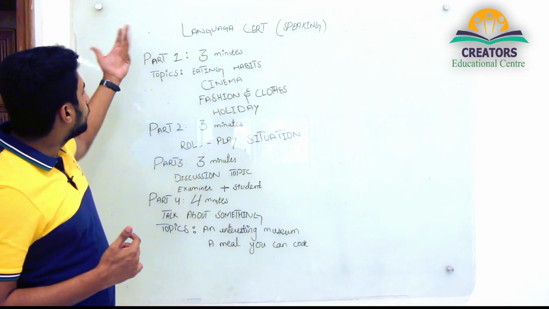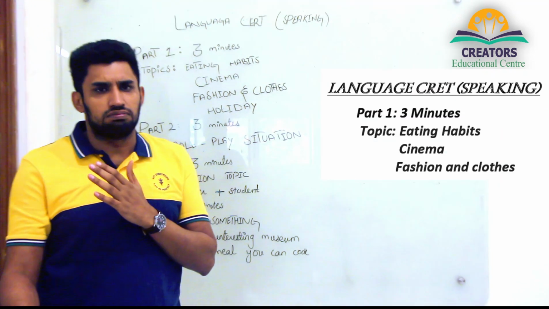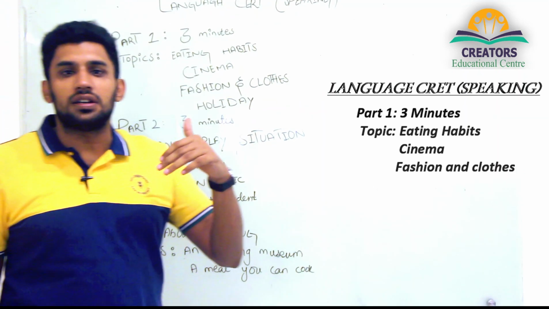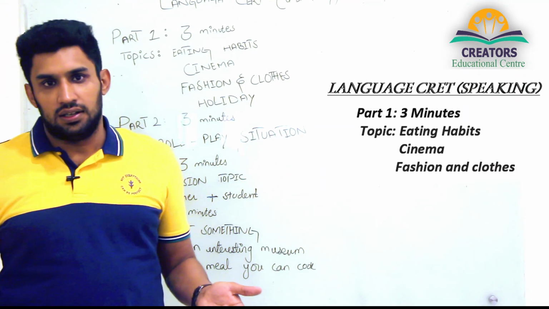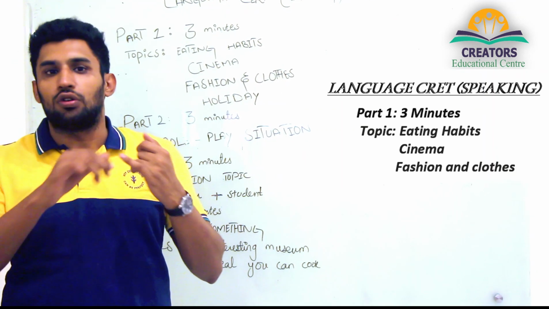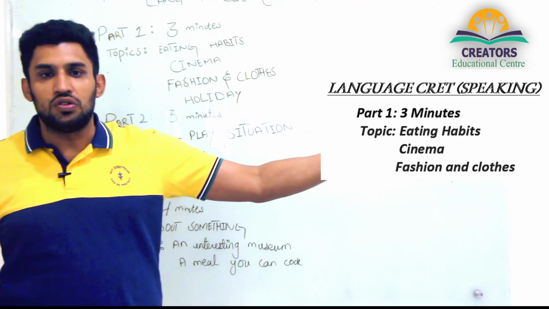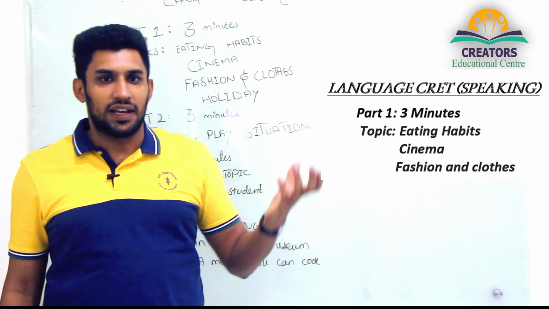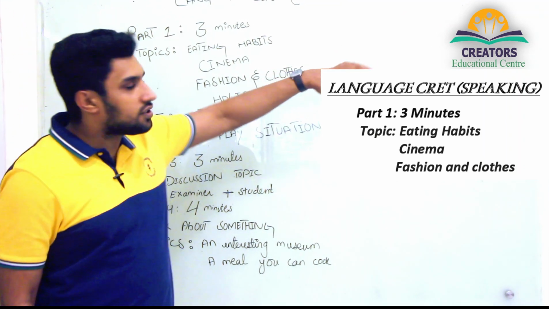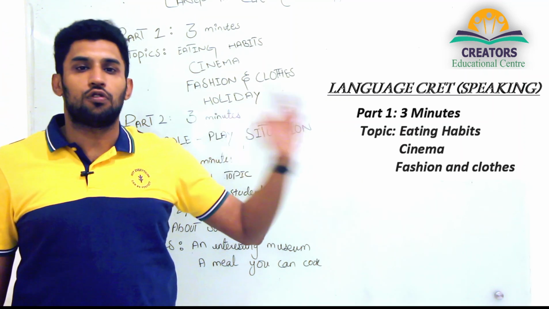Okay, the part 1 consists of 3 minutes in which you are supposed to tell your name and your nationality, and then you will be asked a few questions. These questions will be from your own atmosphere, about your hobbies, how you travel, and do you like to go to museums, or these types of questions the examiner will ask you.